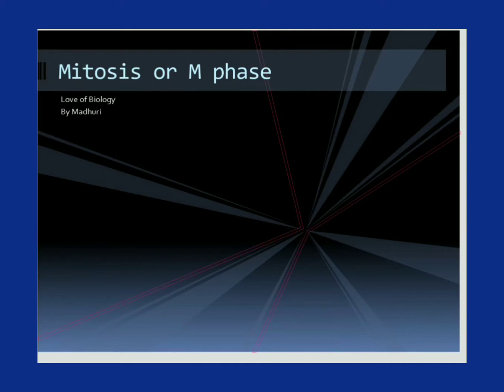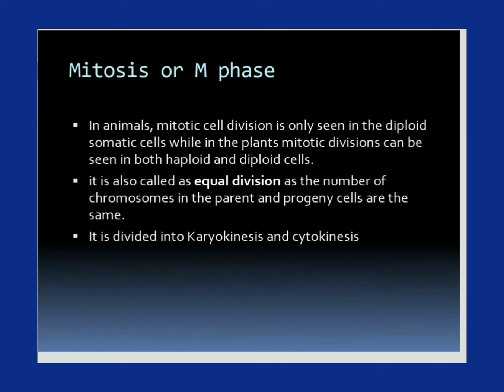Today we are learning about the division phase, that is the mitosis or M phase, which is also called equal division. In animals, mitotic cell division is only seen in the diploid somatic cells, while in plants, mitotic division can be seen in both haploid and diploid cells. It is also called equal division as the number of chromosomes in the parent and the progeny cells are the same. So it is divided into karyokinesis and cytokinesis. Karyokinesis is the division of the nucleus, whereas cytokinesis is the division of the cell.